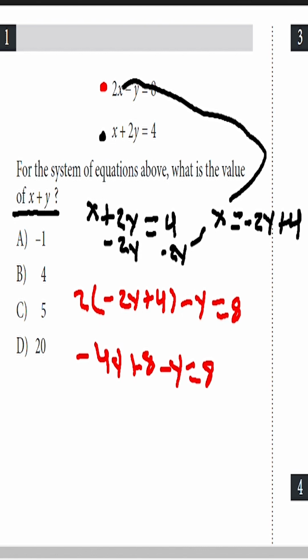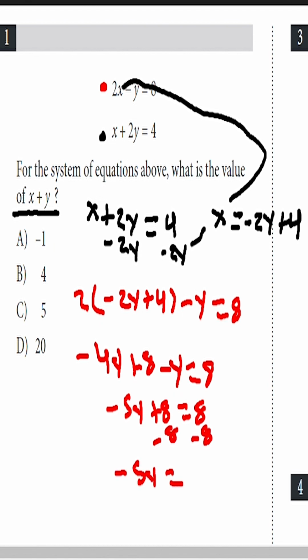Okay, so now what I'm going to do is combine my terms. I'm going to have negative 5y plus 8 is equal to 8. I'm going to subtract the 8. And now we can see we're going to have negative 5y is equal to 0, which means our y is going to equal 0. Okay, so now we have that.